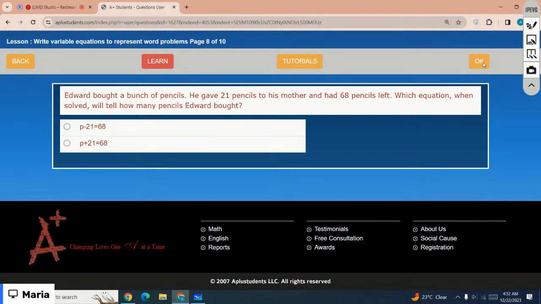Edward bought a bunch of pencils. He gave 21 pencils to his mother and had 68 pencils left. Which equation, when solved, will tell how many pencils Edward bought? Which is the correct option?